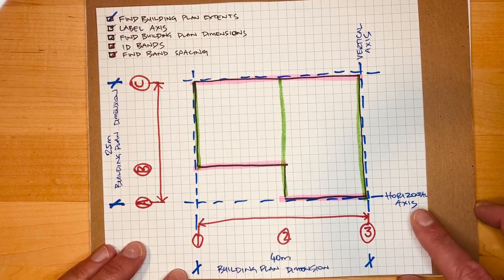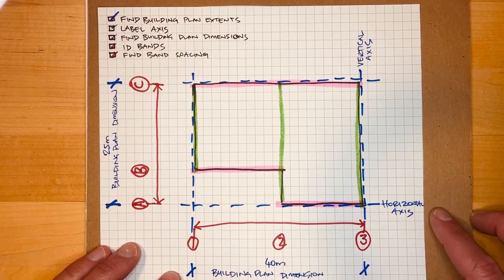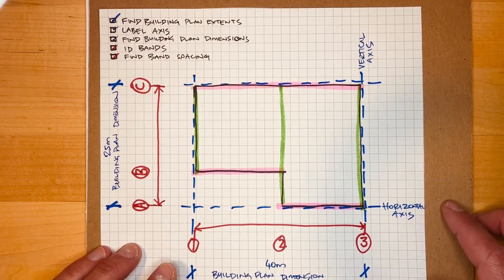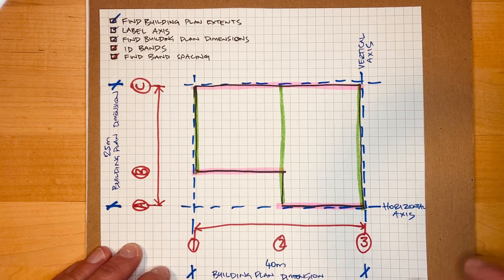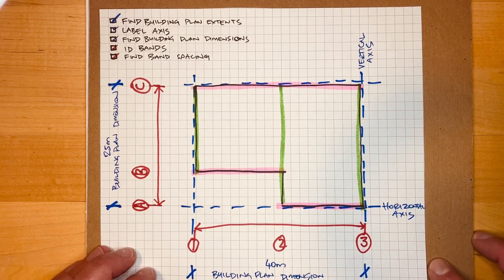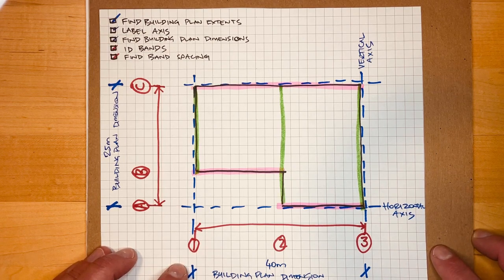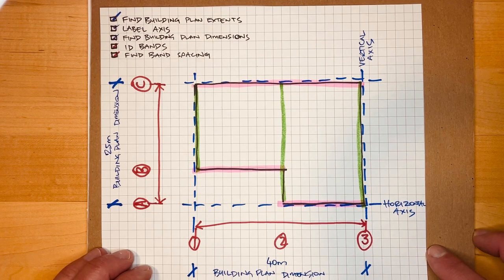Finally, the last step is that we need to find the band spacing. To do that, we just need to understand where our furthest end bands are, and then measure between the center line of the furthest end bands. When we input that number into the calculator and tell the calculator how many bands we have in that orthogonal direction, it will determine the average band spacing in that orthogonal direction.